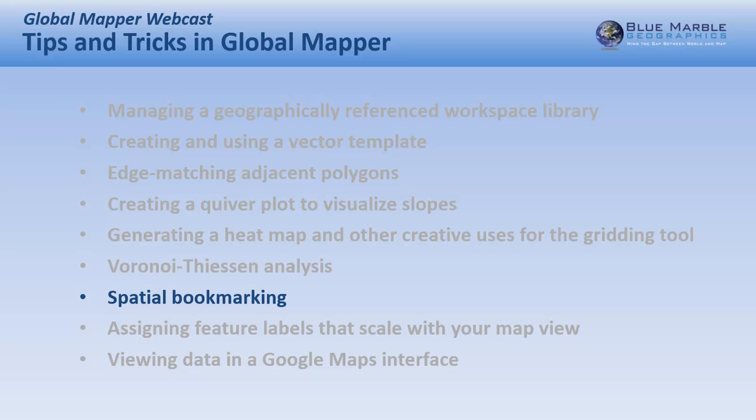Okay, so the next bullet on our list, as you can see, is spatial bookmarking. Again, this is an example of a function in Global Mapper where you may not see it referred to as this in the menu, but essentially this is what it does, what the function that Katrina is going to show you does. It allows you to establish a bookmark, allowing you to very quickly return to a location, return to a tagged location.